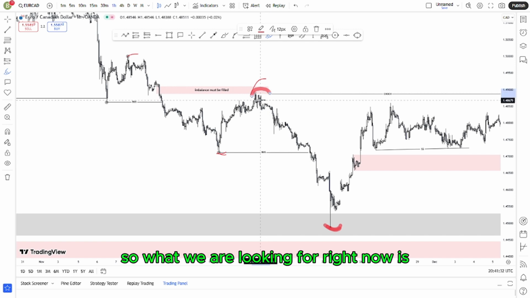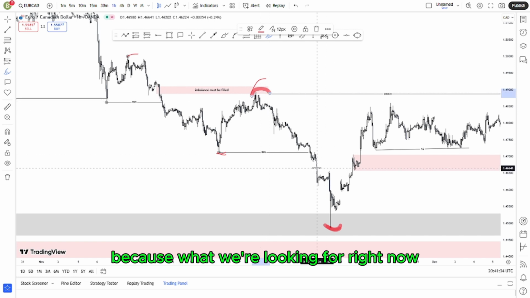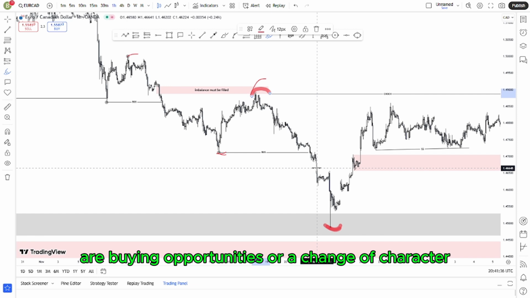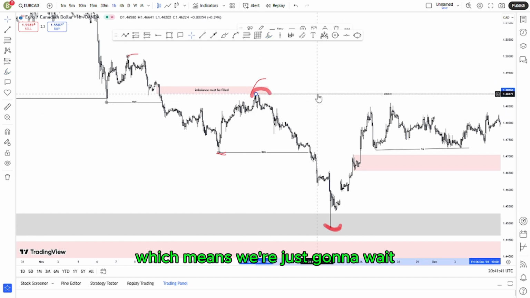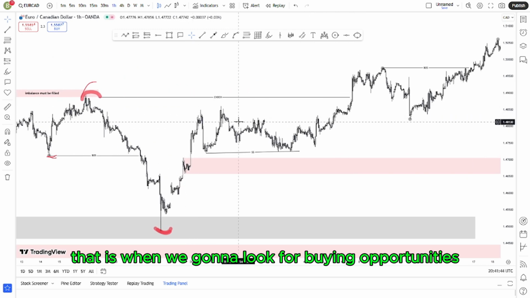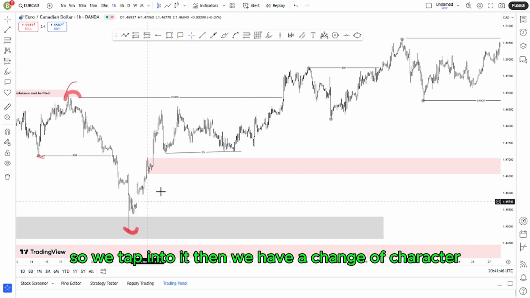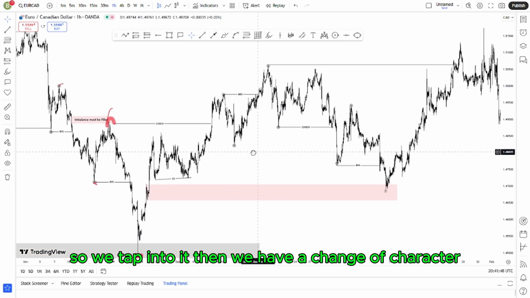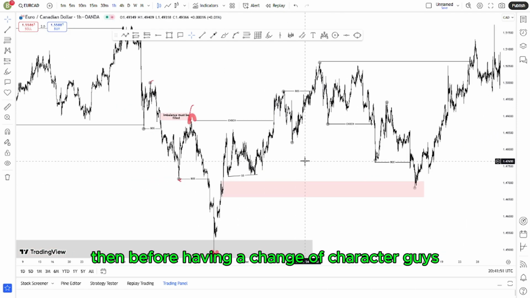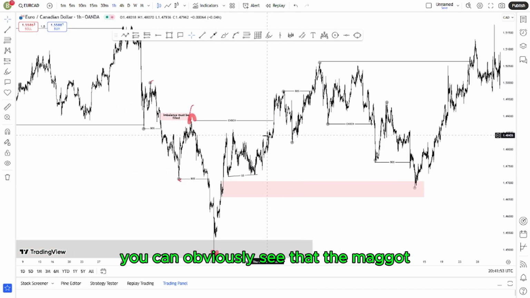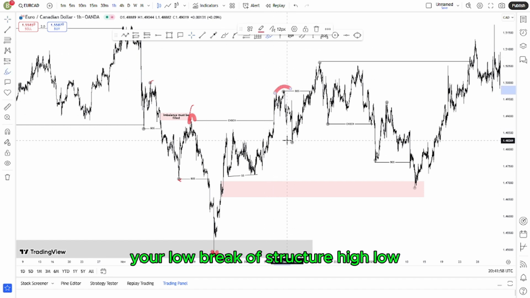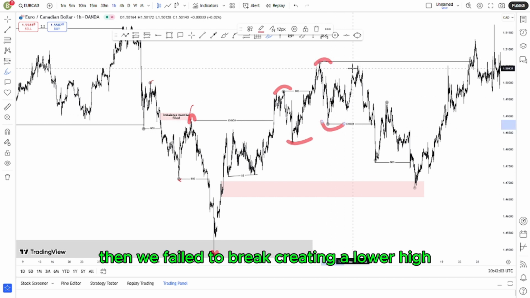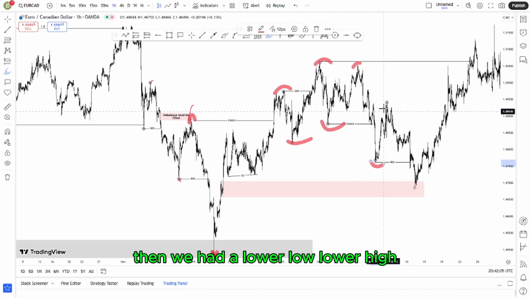So what we are looking for right now are buying opportunities or a change of character, just because we tapped into the demand zone. We have a trading range, which means we're just going to wait for the market to take out this high here. That is when we're going to look for buying opportunities. So we tap into it, then we have a change of character. Before having a change of character, guys, you can obviously see that the market pulled to the upside, creating those higher highs and higher lows, just because we have your high, your low, break of structure, high, low, then we failed to break, creating a lower high, then we had a lower low, lower high.